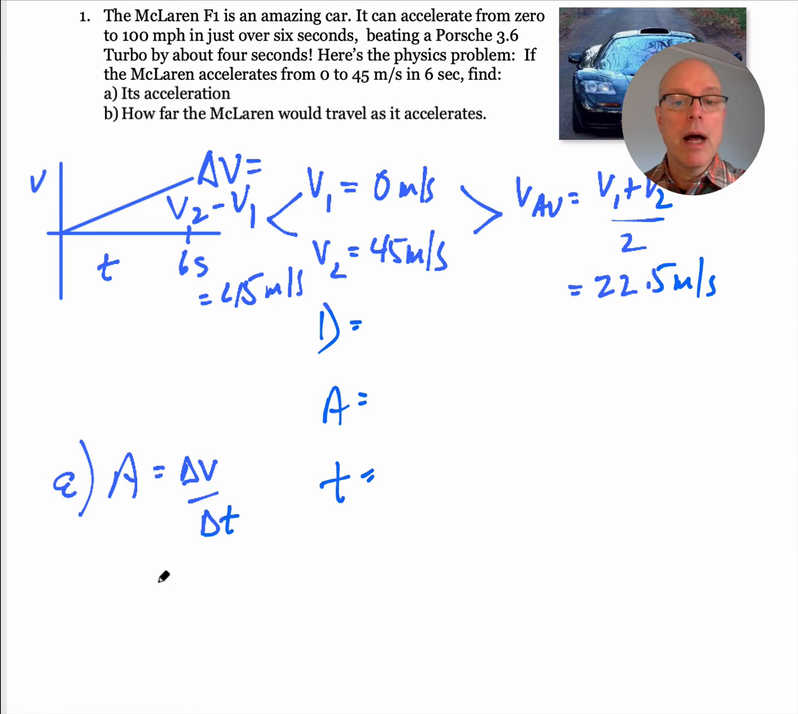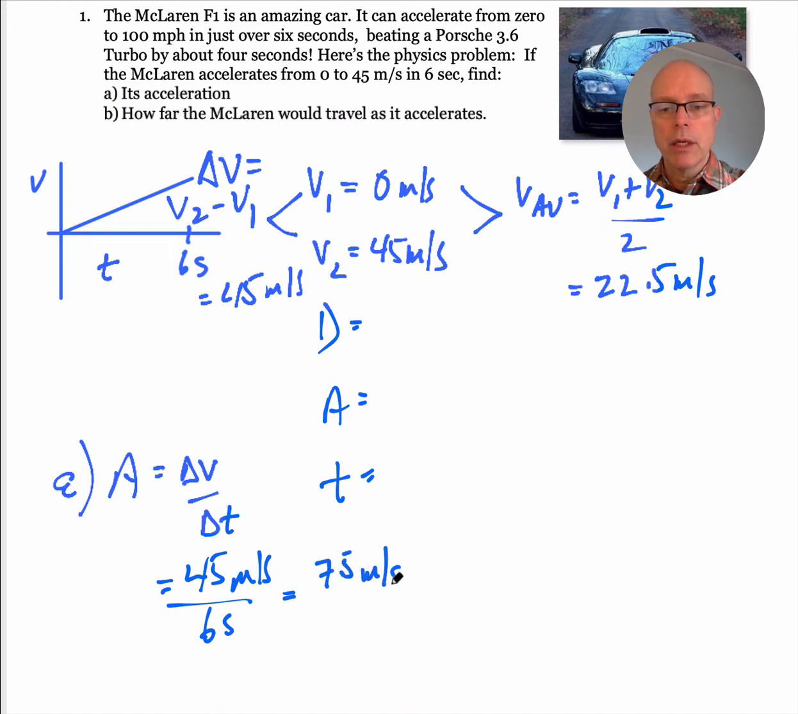Since I already figured out what the change in V is, that's pretty easy for me. So I'm going to take 45 meters per second and divide that by the time, so 6 seconds. And when we do the work, we figure out that the McLaren accelerates at 7.5 meters per second squared. Okay, so we got that. You can pencil that into the list. And then finally, in part B, they're going to ask us for the distance.